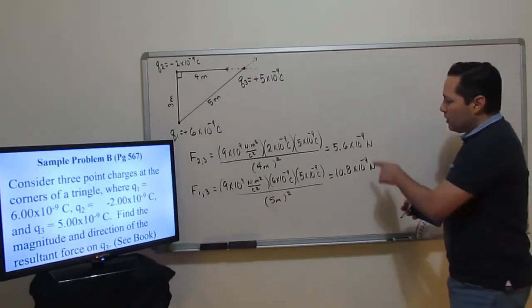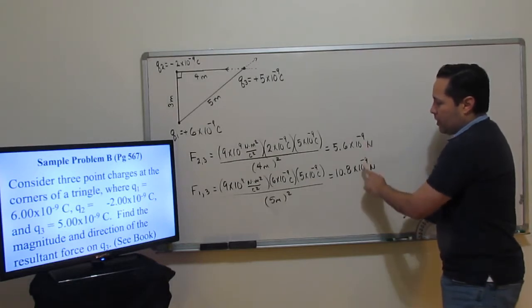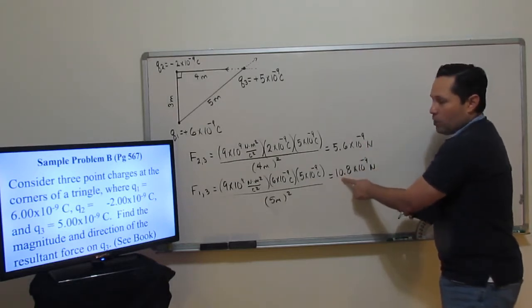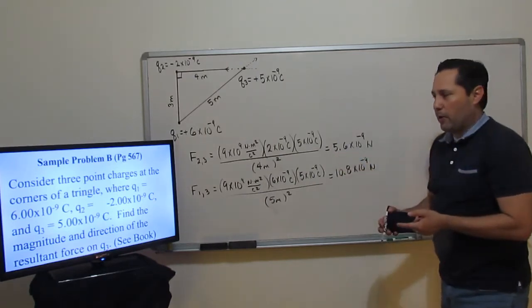Why would I do that? Well, it allows me to easily compare. You see how they're both 10 to the negative 9, 10 to the negative 9. So I can easily see that this one is nearly twice as big as that one. So it makes for an easy comparison.